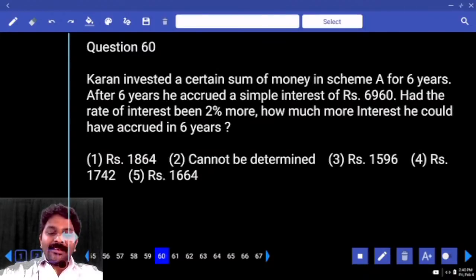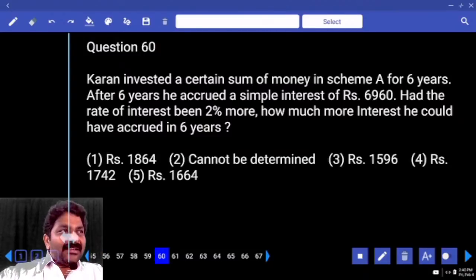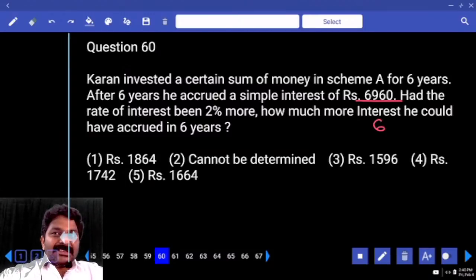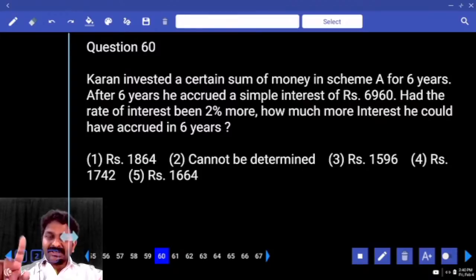Come on. Karan invested a certain sum of money in scheme A for 6 years. After 6 years, he accrued a simple interest of 6,960. Simple interest, right? Do you know the principal here? No. How many years of interest is given? So from that we can definitely convert into 1 year interest by dividing that with 6, right? So what do you get? 1 year interest. Were you given the principal? At least the rate of interest? No. Okay. Remember this point.